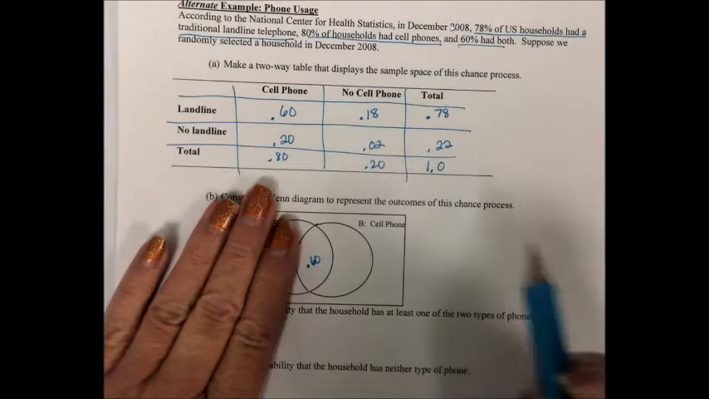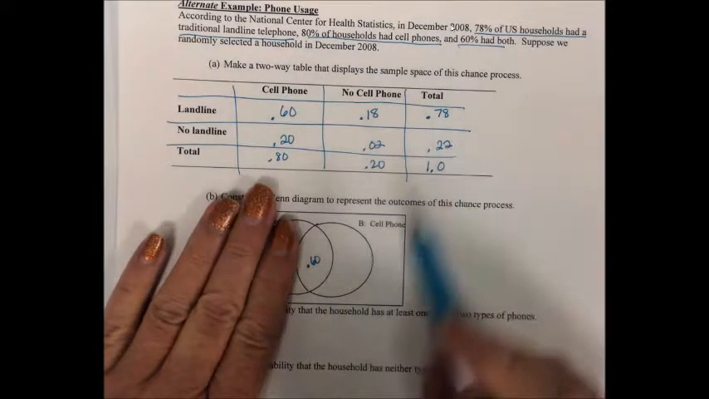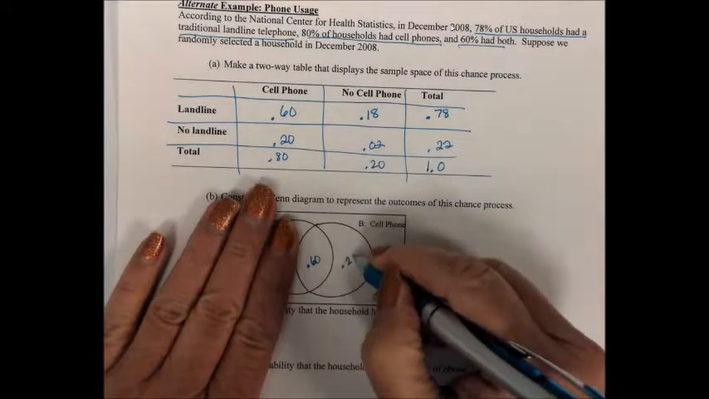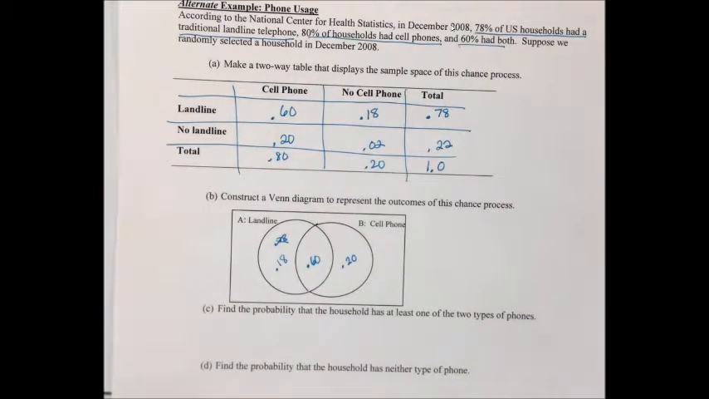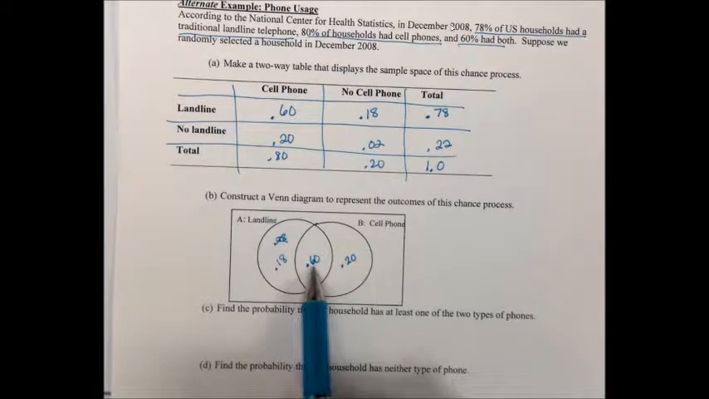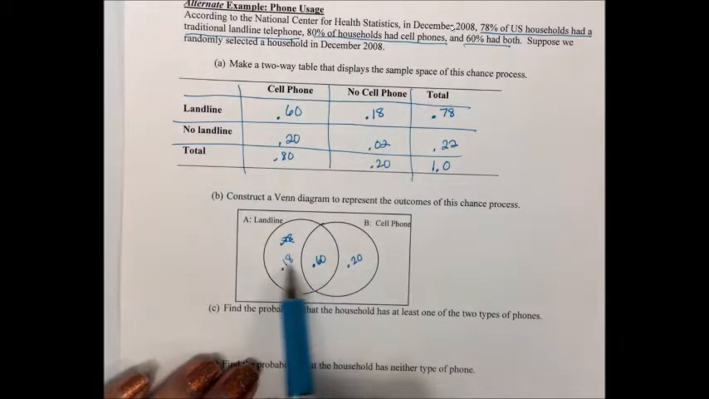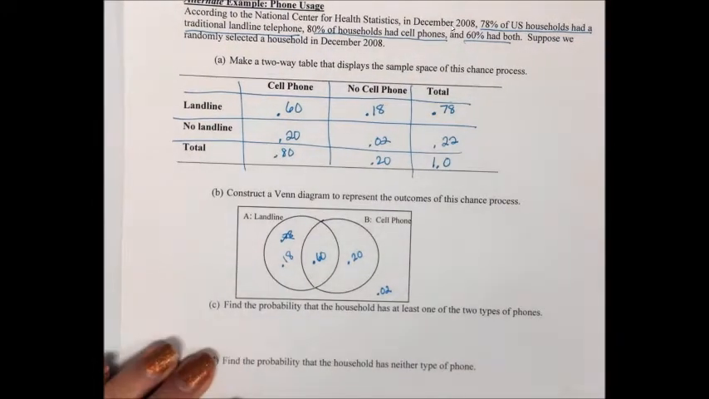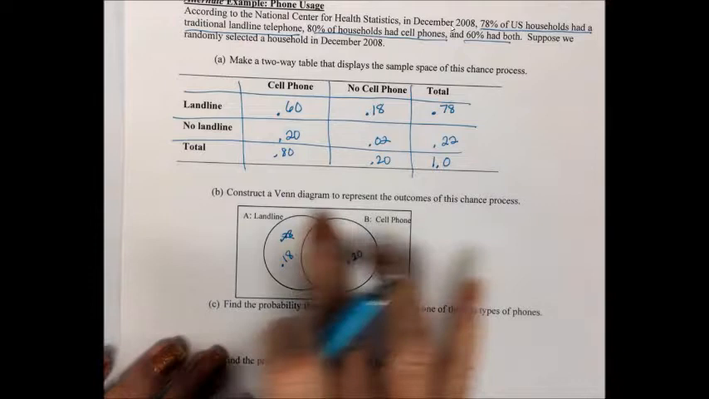Same thing with the cell phones. 80% had cell phones, 60% are already in there. So that leaves 20% outside. And I know the entire thing should add up to 1. So if I add up what I have so far, I have 80, 98. This only adds up to 98%. So that leaves 2% that aren't in either circle. So this still adds up to 100%.